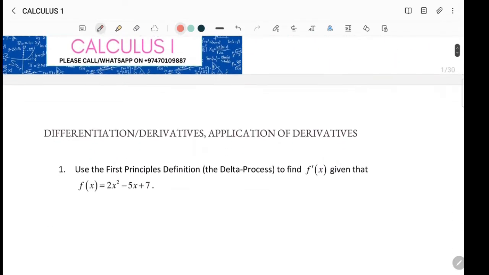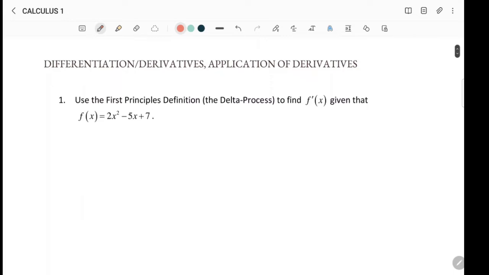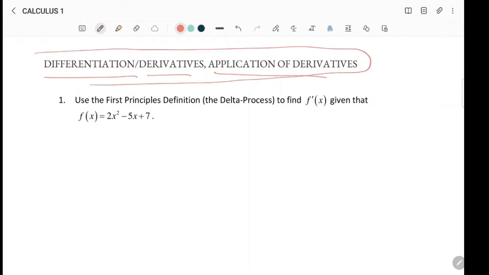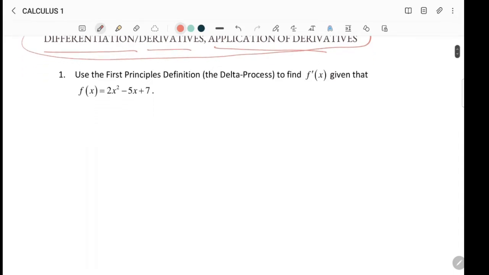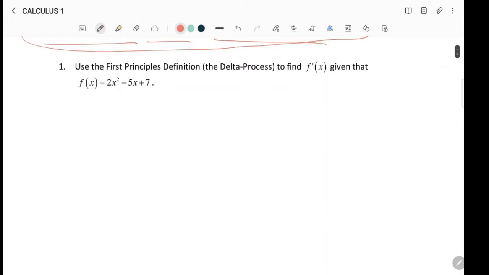Okay, so now we can come to this topic, differentiation or derivative or application of derivatives. So guys, this is not just these words. There are many questions, many subtopics. So during the session you will get to know how many topics or how many types of questions I have covered. Okay, so first question, that is use the first principle definition or delta process to find f dash x.